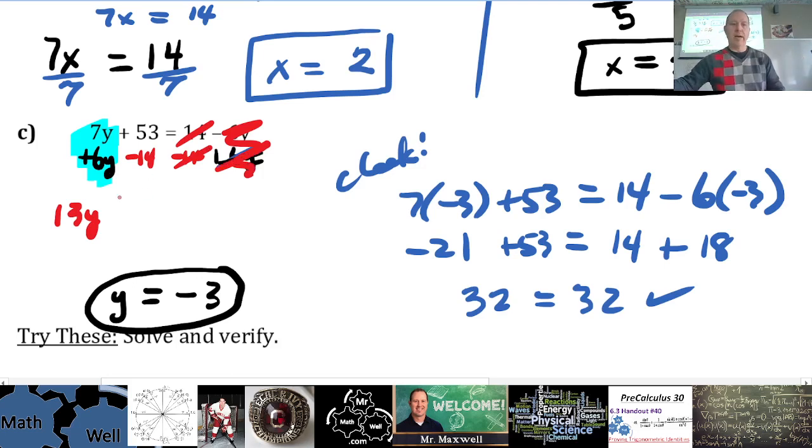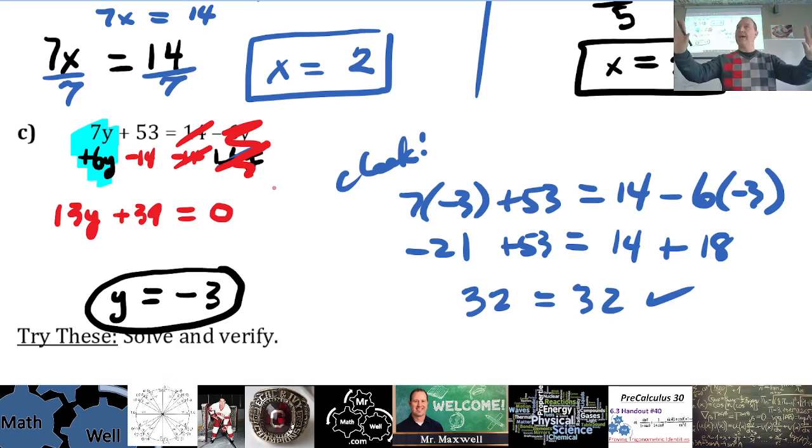So watch this. We have 13y plus 39 equals 0. So if you are moving around the terms and you end up having both the constant and the variable term on the same side of the equation and you just have 0 on the other side, no problem. Don't panic. Just focus again on your job. What's your job? To get the variable by itself.